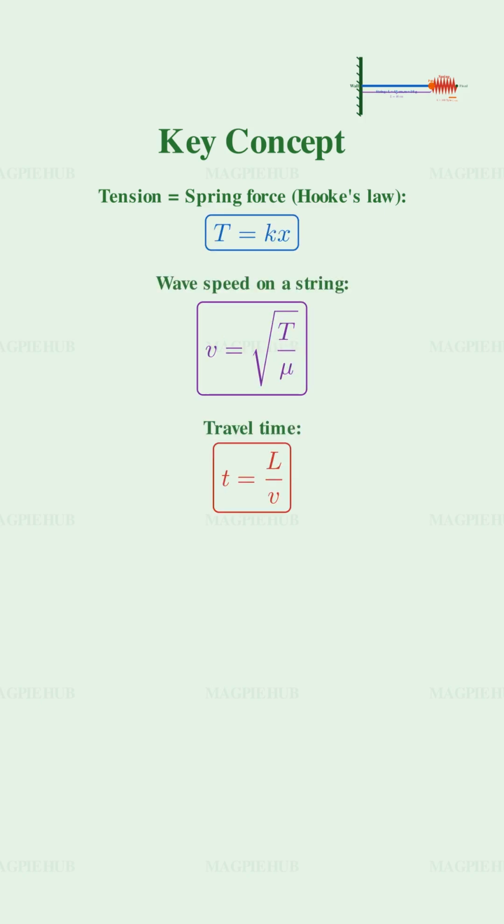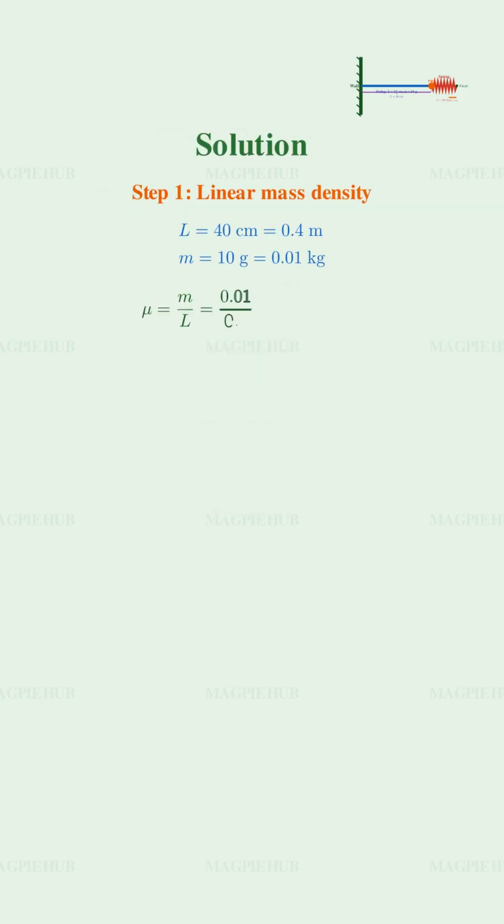First, the tension in the string equals the spring force, because the string is in equilibrium. The spring force is given by Hooke's law, F equals K times X. Second, the wave speed on a string is V equals square root of tension T divided by linear mass density mu. And third, the time for the pulse to travel the entire string length is simply time equals length L divided by wave speed V. Let us solve this step by step.